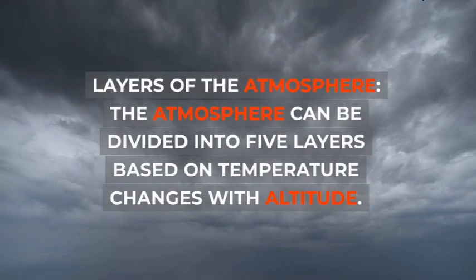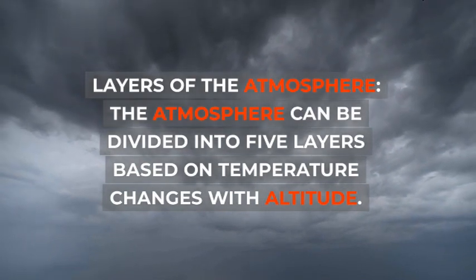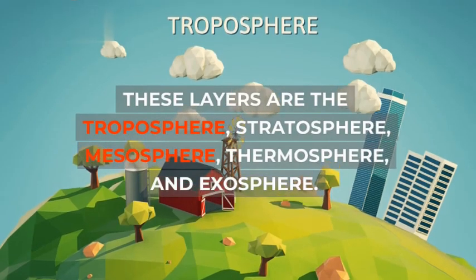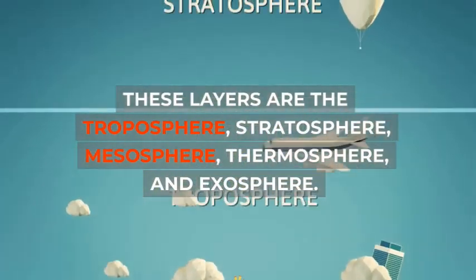Layers of the atmosphere. The atmosphere can be divided into 5 layers based on temperature changes with altitude. These layers are the troposphere, stratosphere, mesosphere, thermosphere, and exosphere.